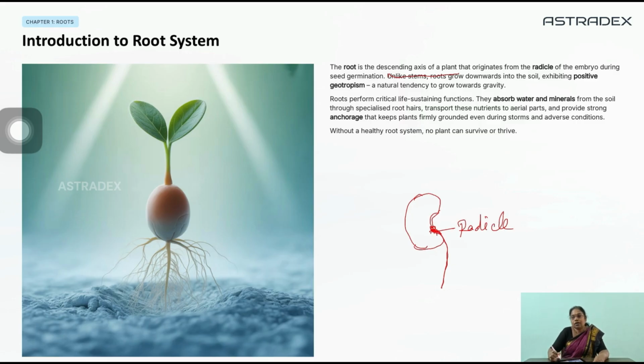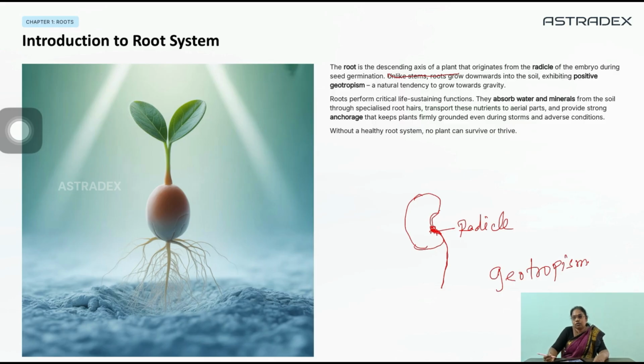Some characteristic features of root. Roots lack chlorophyll. Root is brown in color and does not perform photosynthesis. It exhibits positive geotropism. Geotropism means growth towards gravity. So it exhibits positive geotropism.